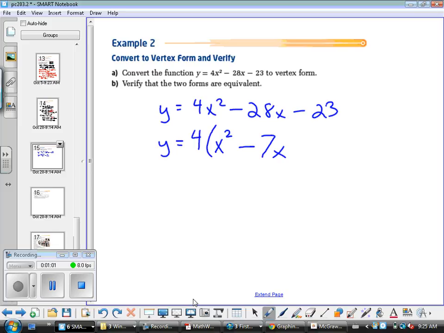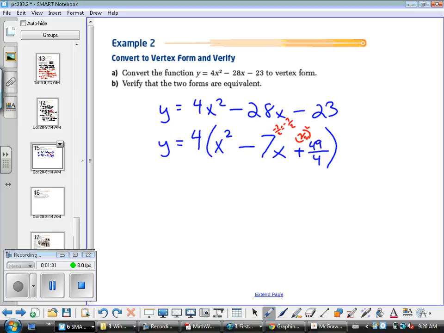So we're going to have to take 1/2 of negative 7. So we'll go negative 7 divided by 2. I don't really want to use decimals here, so I'm just going to leave it as negative 7 over 2. Then to get my other term, I'm going to go 7 over 2 and square it. That's going to give me 49 over 4. So I'm adding 49 over 4 to the end of that.